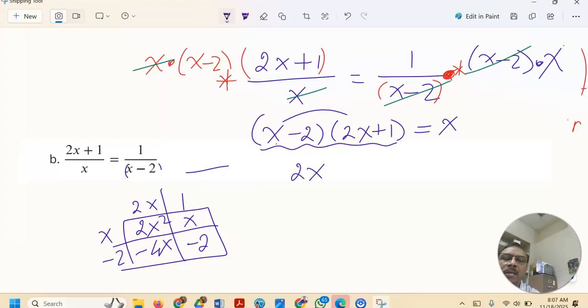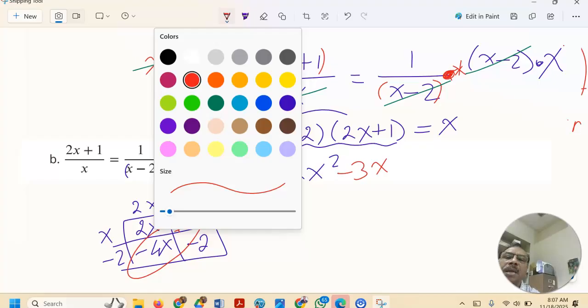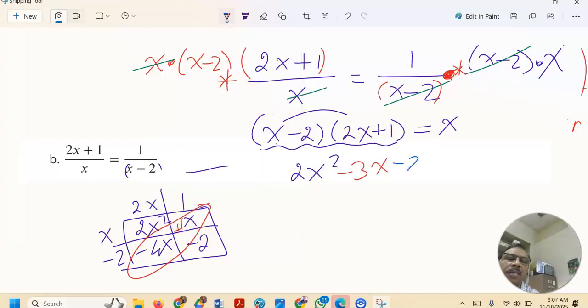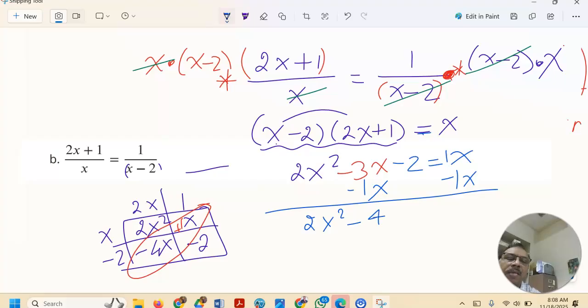So this whole thing reduces to 2x squared. Then combine the like terms, and you can see there's 1 plus 1x and the other one is minus 3x. So minus 4x together becomes minus 3x and then minus 2. At the same time, we can subtract x from this side and this side to get 2x squared minus 4x minus 2 equals 0.